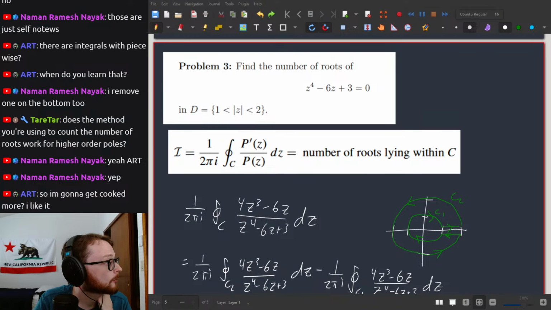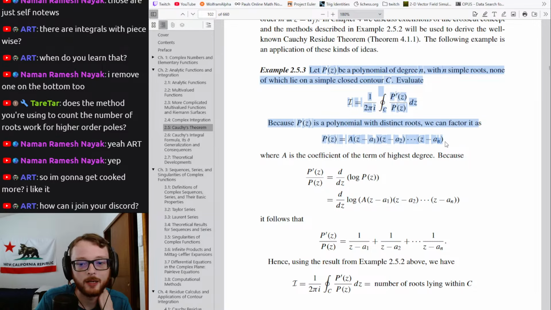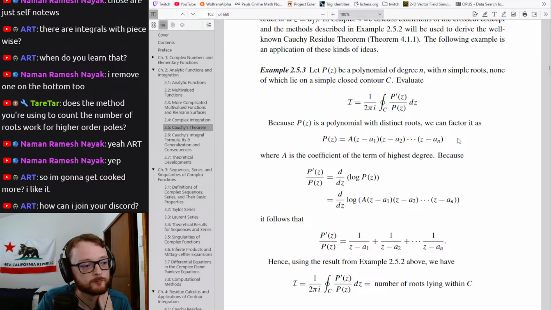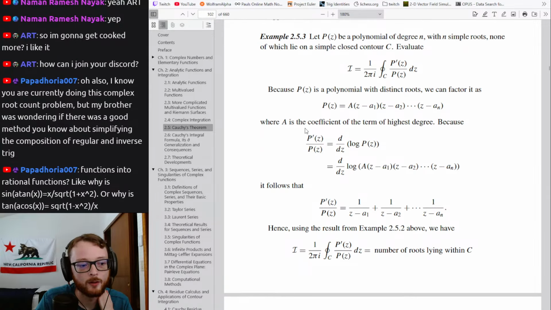Oh my god. Wait, this trick might not even hold. I assume the roots are distinct when I use this trick. We don't know if the roots are distinct, though. So that's another issue with my solution there.